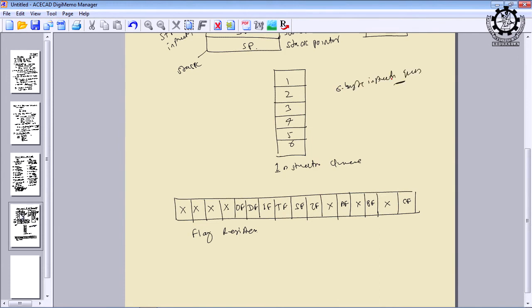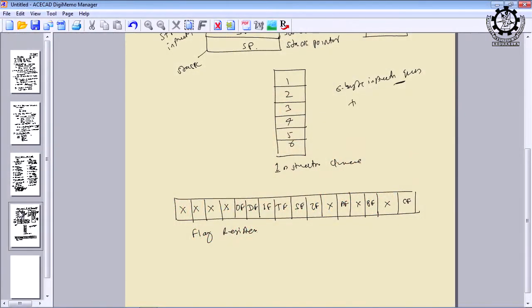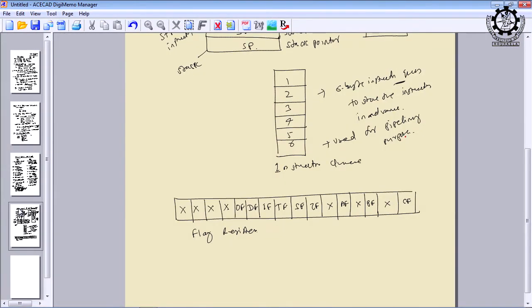instruction queue. Okay. So, in total there are 6 bytes reserved in the 8086 microprocessor to store the instructions in advance, and this is used for the pipelining purpose. The 6 byte instruction queue is available for implementing the 2-stage pipelining. Then the last one is the flag register.